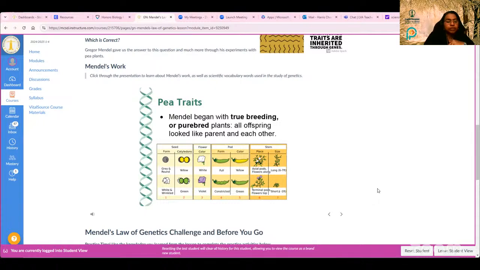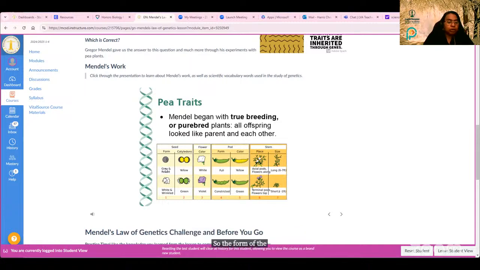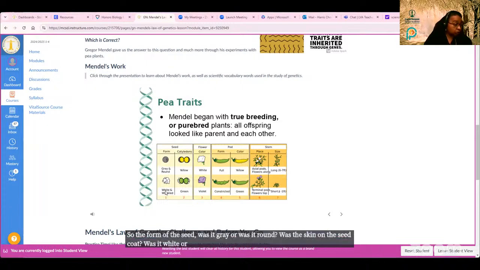Okay, all the things at the top are the characteristics, and we'll talk about what these words mean, because eventually we are going to talk about different types of plants. So the form of the seed: was it gray or was it round? Was the skin on the seed coat white or was it wrinkled? Those were two things he was looking at as far as what it looked like on the outside.